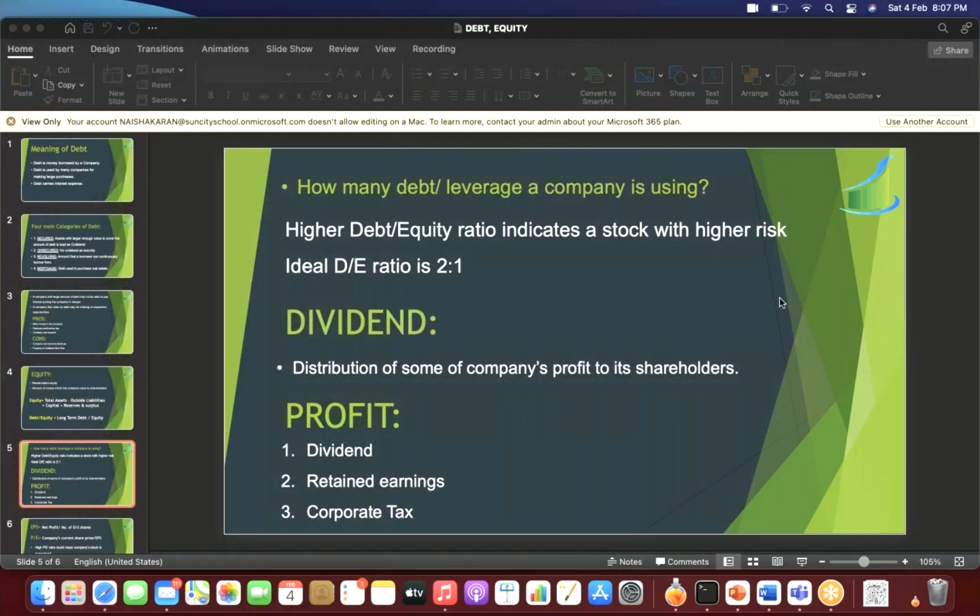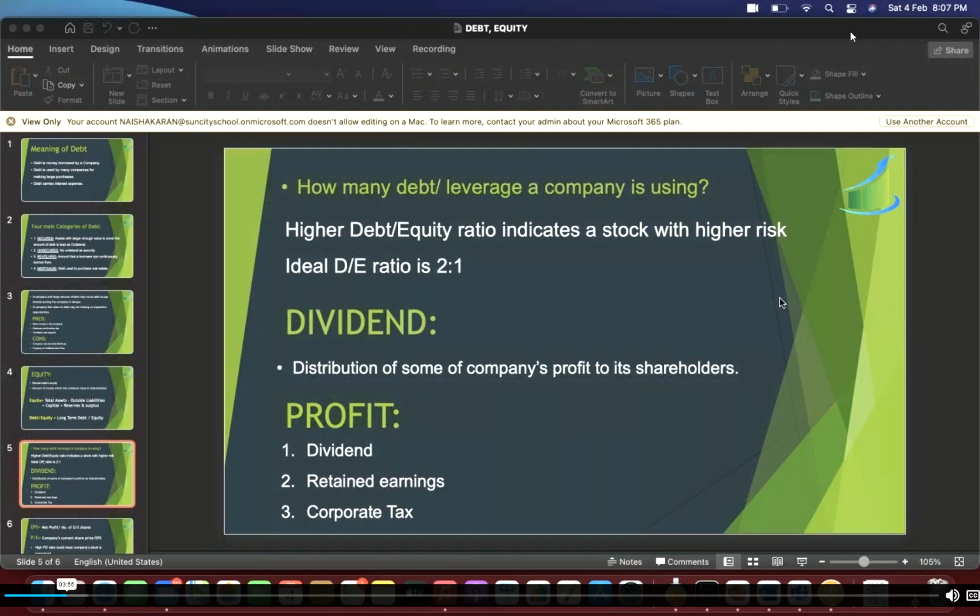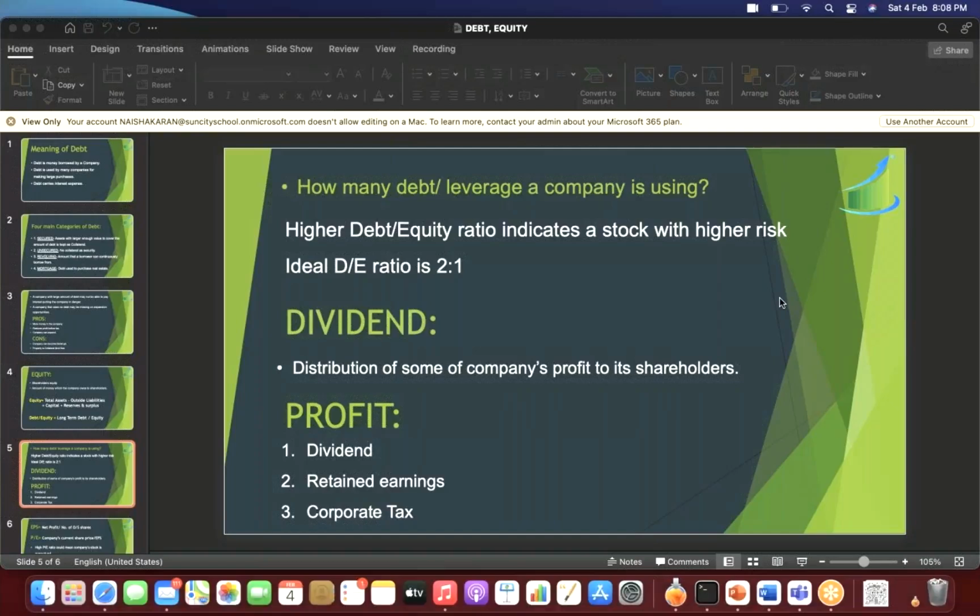Now, what do I mean by dividend? Dividend is that amount of profit that is shared by the company with its shareholders. That is, the amount of profit is given to shareholders.